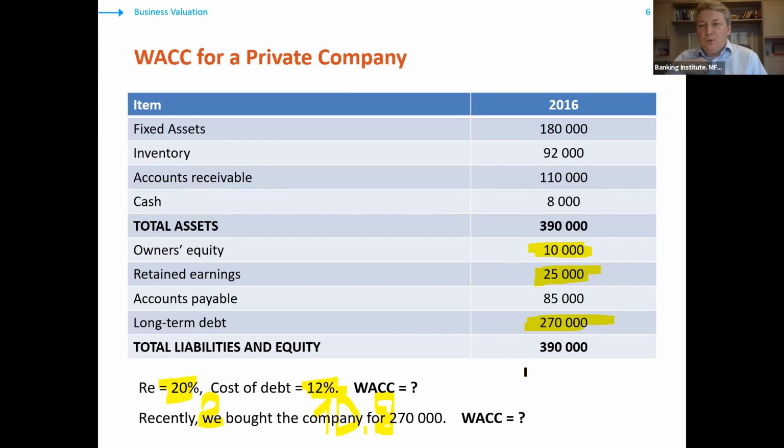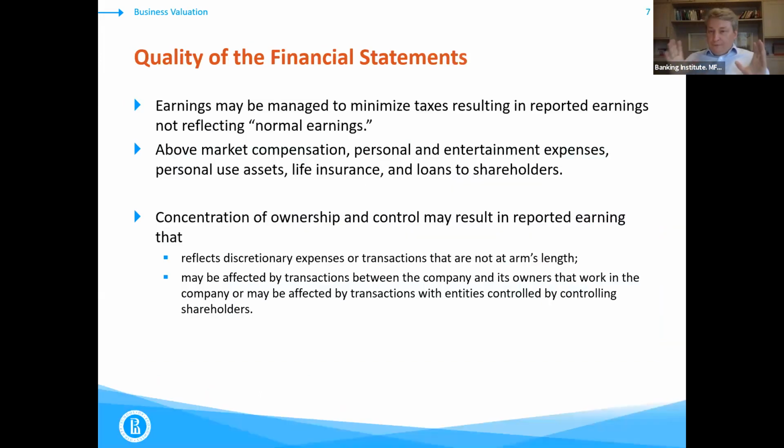We do one of the following. We either calculate just FCFE, so we can skip this step of calculating WACC and use just cost of equity, or we can calculate weighted average cost of capital based on, actually in this case, yes, we should do this several times because we calculated based on expected value of equity.